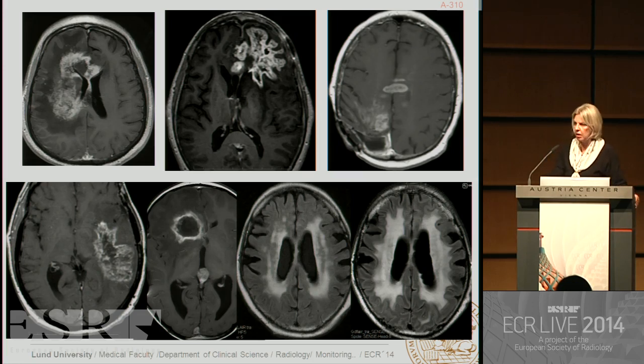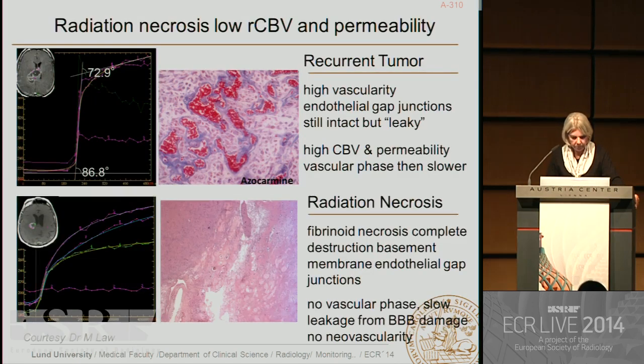Here is just an example of all biopsy-proven cases of radiation necrosis or radiation injury, and as you can see, they could be quite misleading and could certainly look like both tumor progression or even pseudo-response in some cases. So the radiation necrosis, as well as pseudo-progression, would show you low CBV.